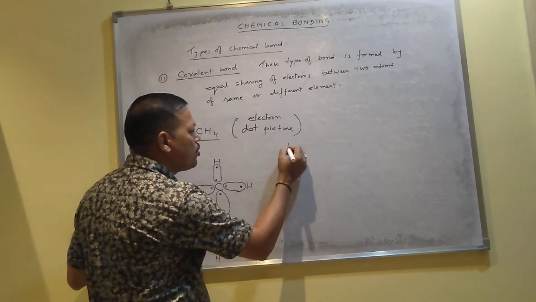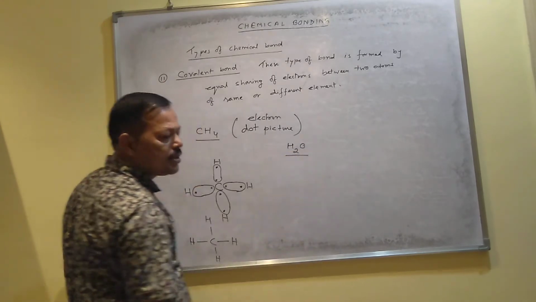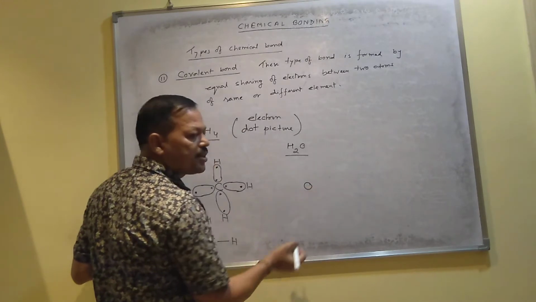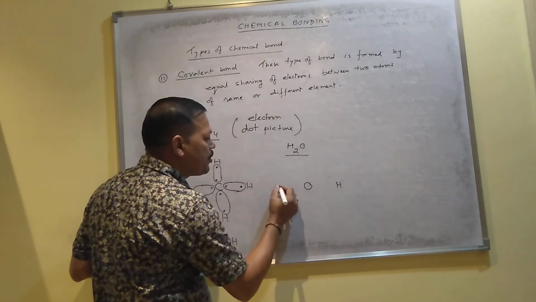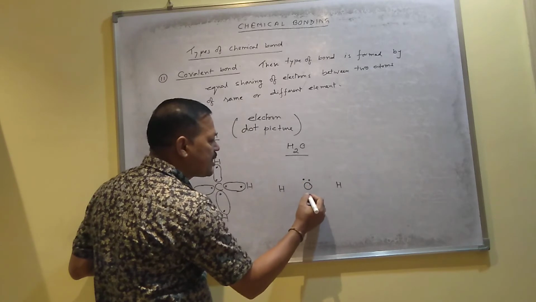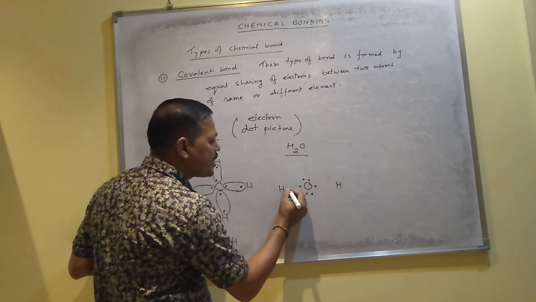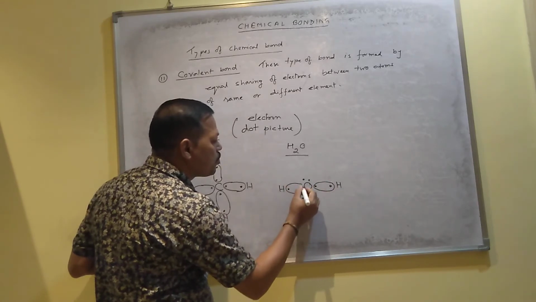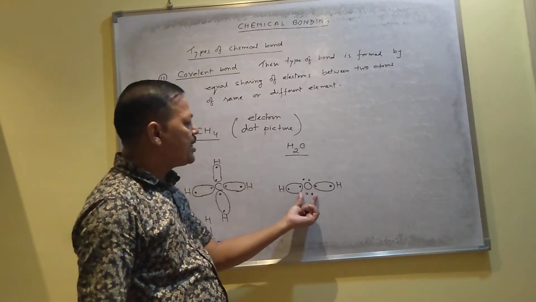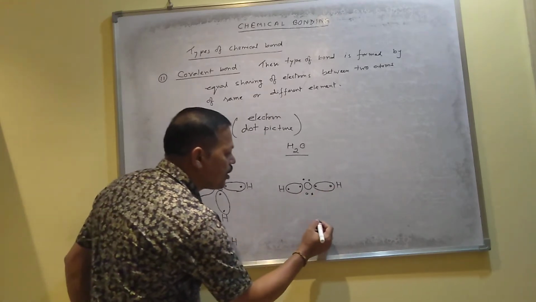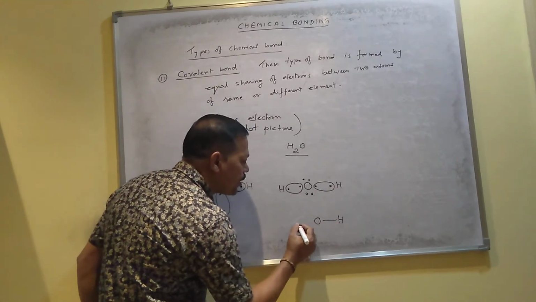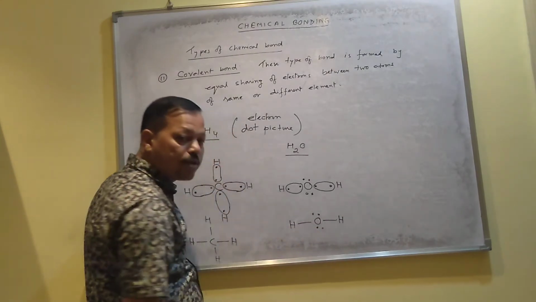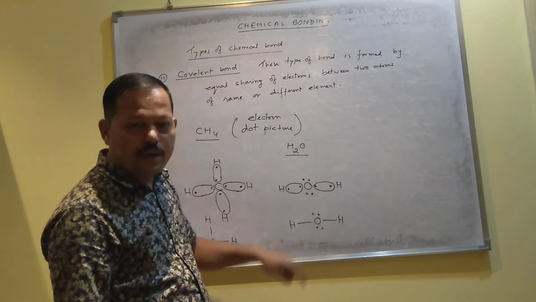If you want to draw the water molecule dot picture, oxygen valency is 2, hydrogen valency is 1, so oxygen should be at the center and hydrogen should be in the surrounding position. Oxygen has 6 electrons, you can draw 6 electrons like this, hydrogen 1 electron. So sharing will take place like this. After sharing, oxygen carries 8 electrons, hydrogen carries 2 electrons. So it will produce 2 covalent bonds, both single bonds, and oxygen contains 2 lone pairs.